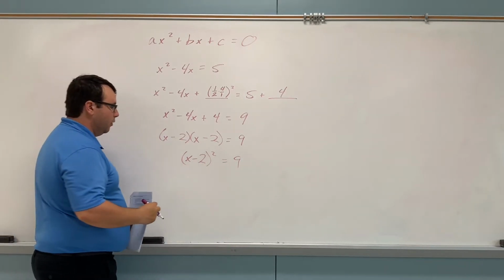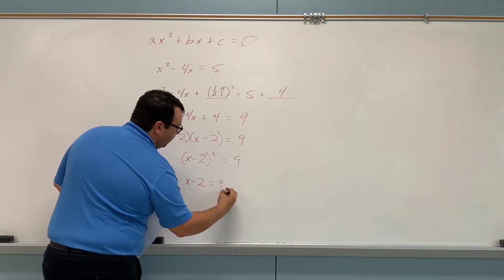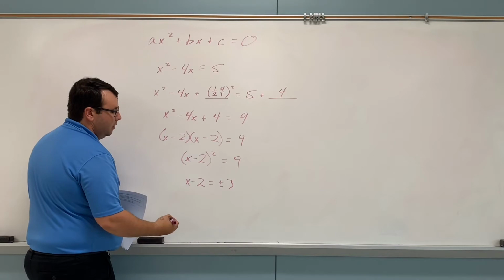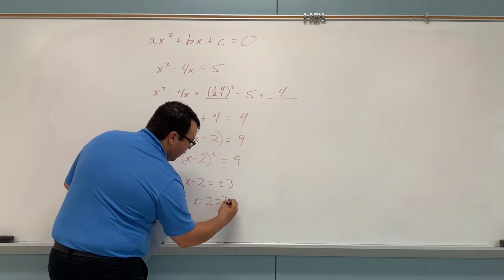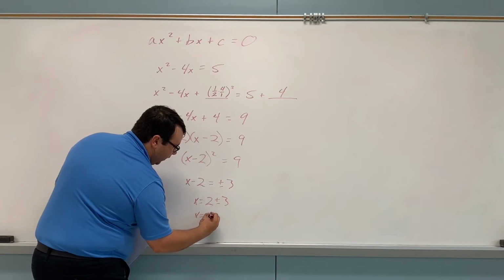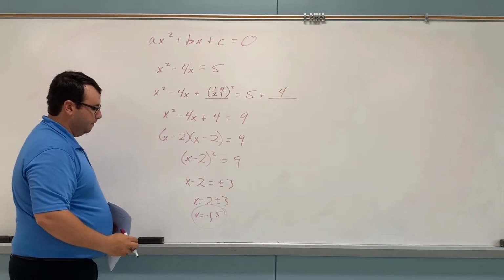So let's use the square root property. I have x minus 2 is equal to plus or minus 3. Add my 2. x is equal to 2 plus or minus 3, or x is equal to negative 1 or a positive 5 once you simplify it.